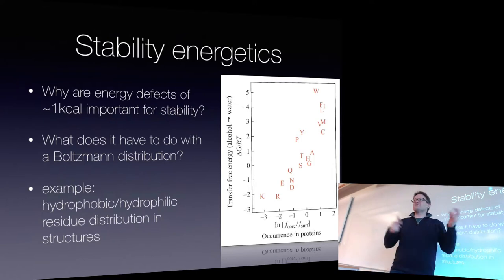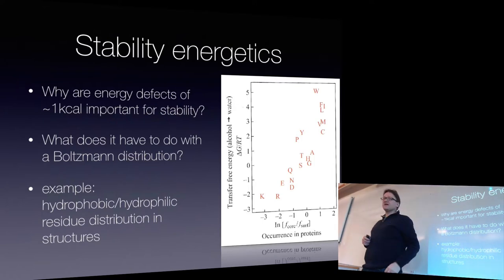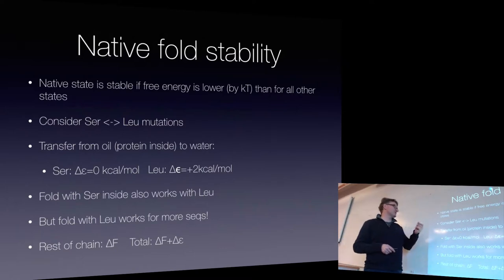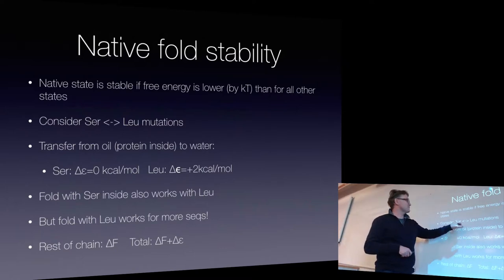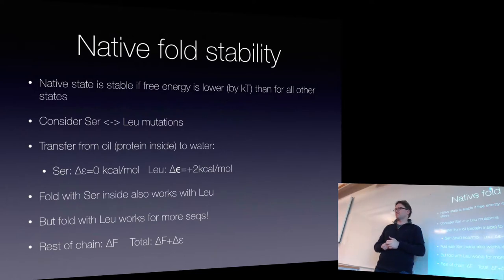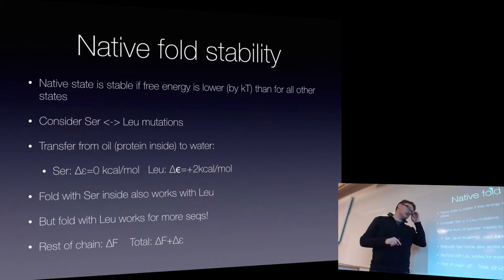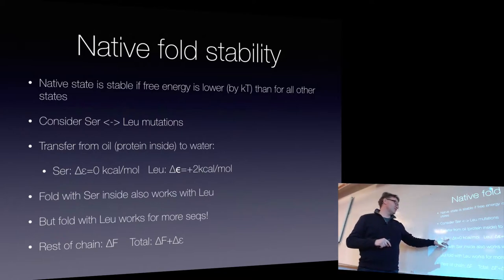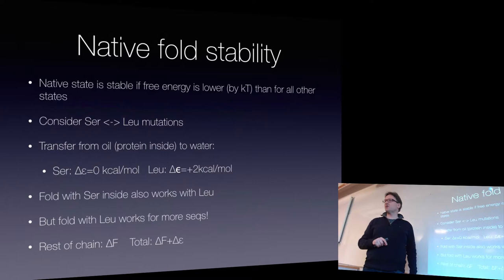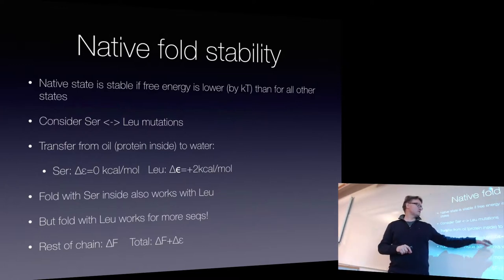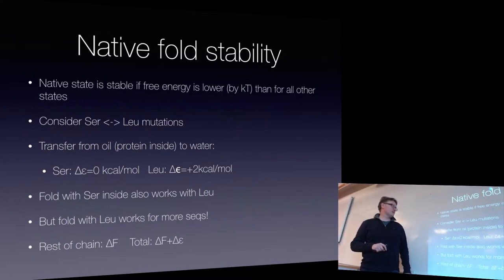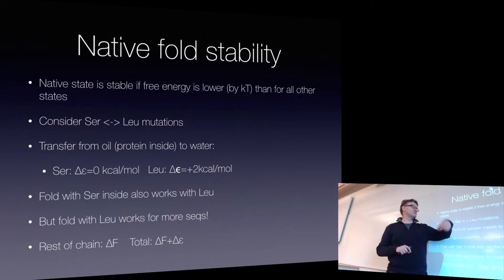Let's pick one fold, anything, myoglobin. Let's say there is a particular residue 47 that could be either serine or leucine. We need to go back to what we did the very first week: serine likes water and oil by roughly the same amount, so serine can go either way. Leucine, on the other hand, much prefers oil. So if we are on the inside of the protein and would like to expose something to water, serine doesn't care. Leucine, on the other hand, we would be paying 2 kcal, which is bad.